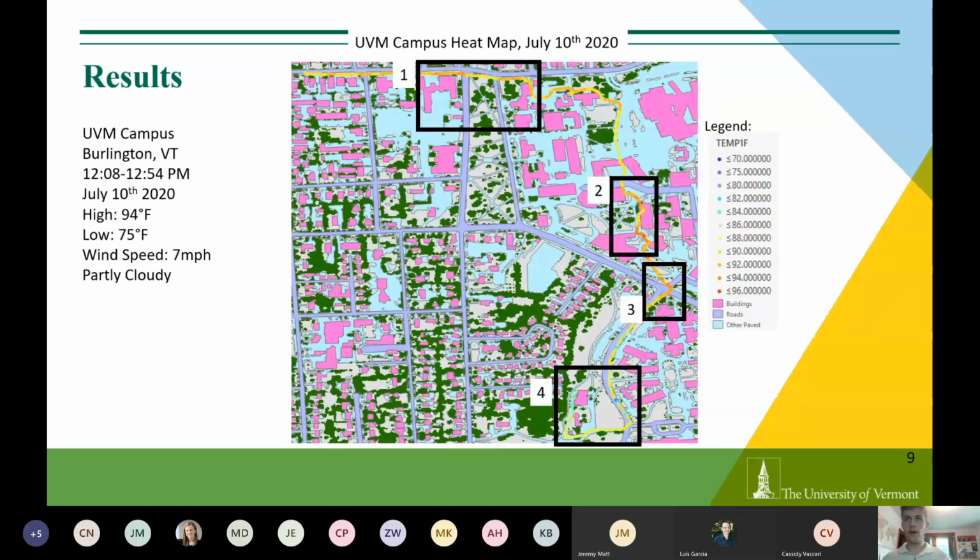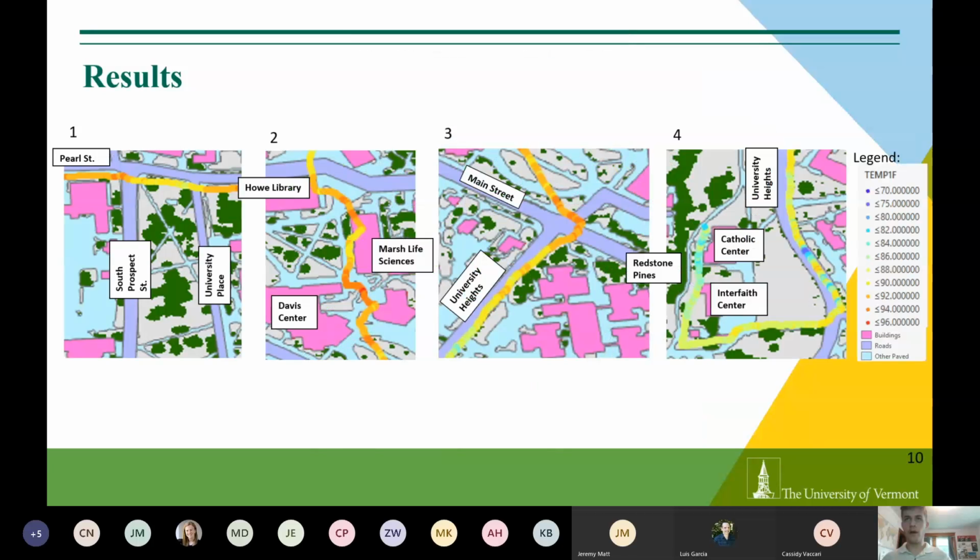campus. So this is a larger scale image of my entire route with the labeled rectangles. On the next slide, I will zoom in on each of these rectangles and talk about the specifics of the temperature changes there. First, we'll talk about image 1 all the way to the left.